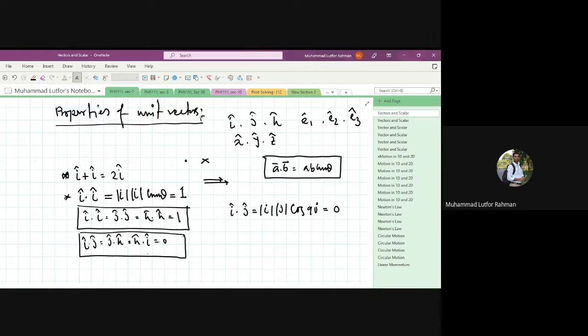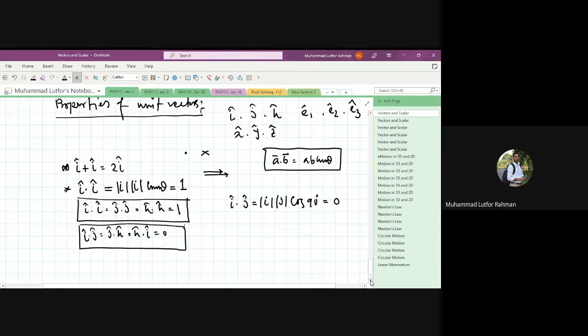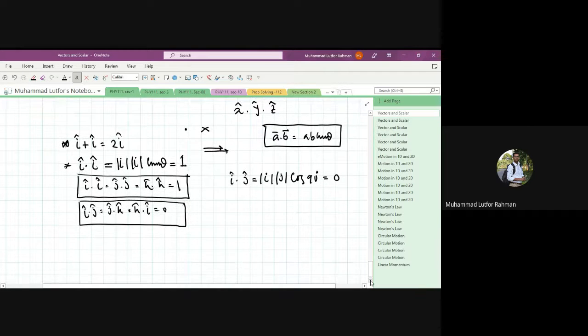Don't forget about this. I can use different symbols, say x dot x, y dot y, z dot z. You'll find something like that in your assignment. So don't memorize this thing, that i dot i will be 1. You have to know how it becomes 1. If you do not know, then it will be difficult for you.